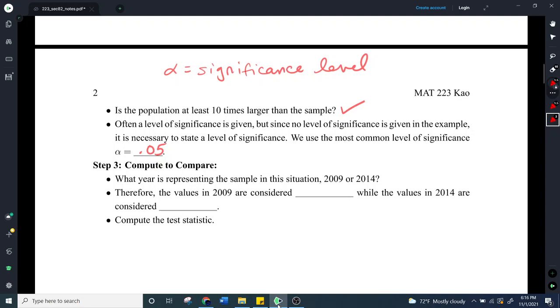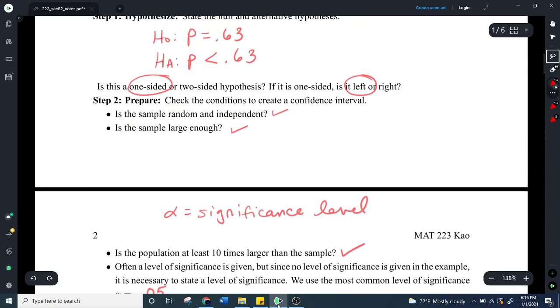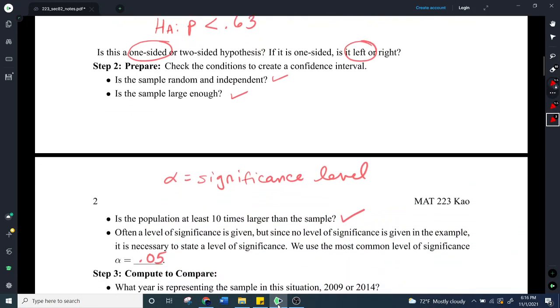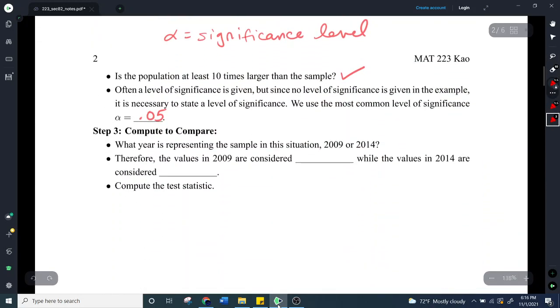So what year is representing the sample in this situation? Well, 2014 was the year that we have the Rasmussen poll. So 2014 would be the year that represented the sample.